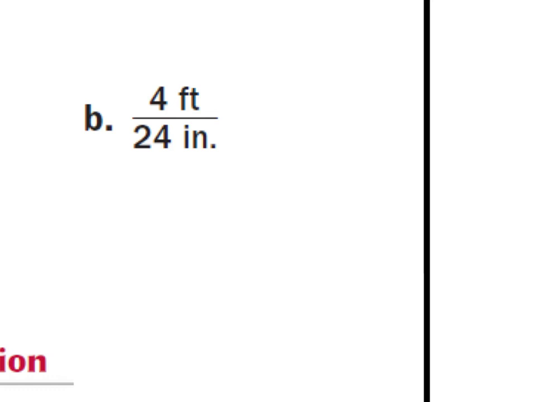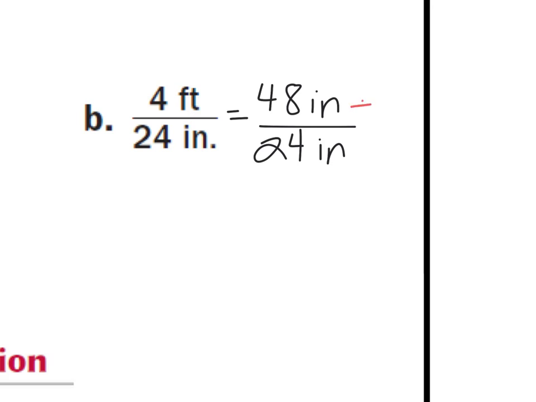How many inches are in a foot? 12. So we could rewrite this as 48 inches to 24 inches. And then you can simplify that. Both these divide by 24. So your final answer would be 2 inches to 1 inch. I know that these divide, you get 2, but it's a ratio, so you do have to have 2 numbers.